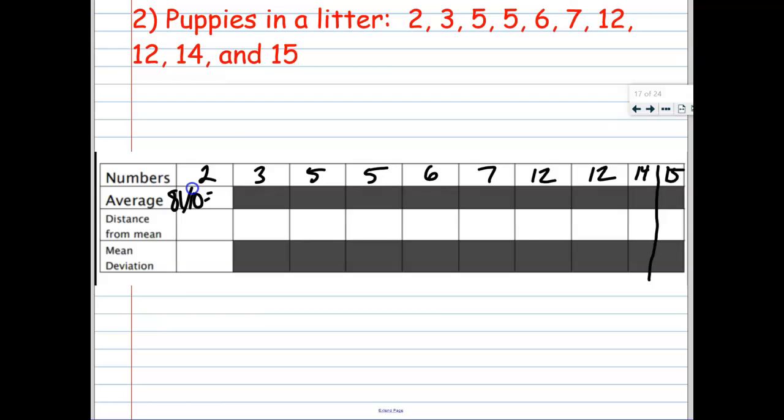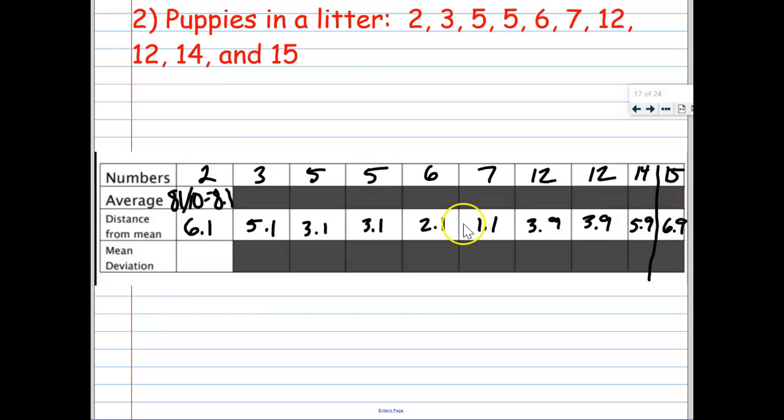I divided by 10 numbers total, and I got 8.1 as my average, or my mean. All right, distance from mean, so now I'm going to start subtracting: 8.1 minus 6. I'm going to get 6.1, and so on and so on. I'm going to pause the video and make that happen. All right, so check your work against mine. When I subtracted, these are the numbers I got.